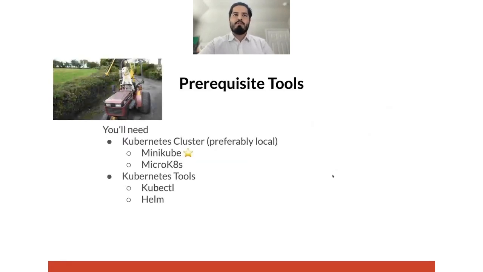Okay, so some prerequisite tools you'll need before you can use Helm. You'll need a Kubernetes cluster, preferably a local cluster, so you can get started. Minikube is my cluster of choice. That's why there's a star next to it there. You also need some tools: kubectl, just to interact with Kubernetes and see what has been deployed, and Helm itself, the Helm CLI, to deploy your charts.